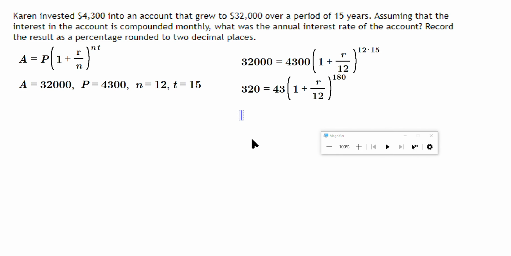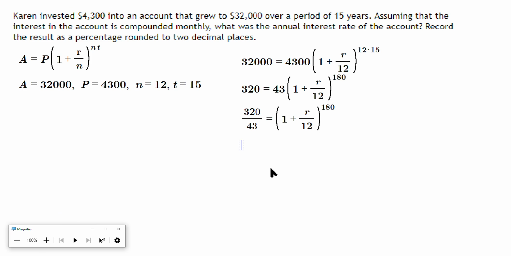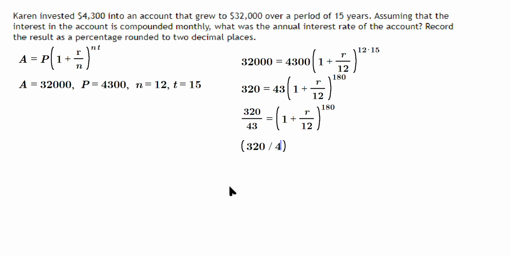Then bring the 43 over, so it's going to be 320 over 43 is equal to 1 plus R over 12 raised to the 180th. Now, somehow we have to get rid of that 180th. Since we are raising to the 180th, you need to reverse that by exponentiating to the 1 over 180th. So it's going to be 320 over 43 raised to the 1 over 180, and then do the same thing on the right side also.